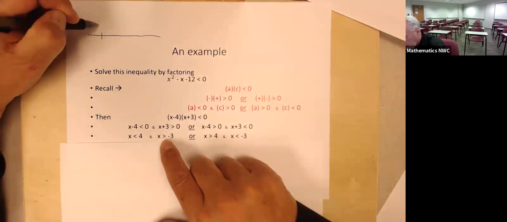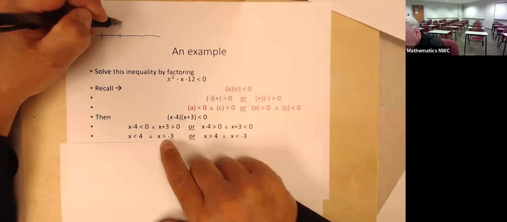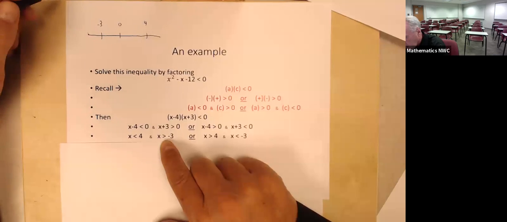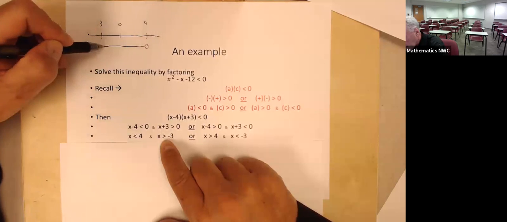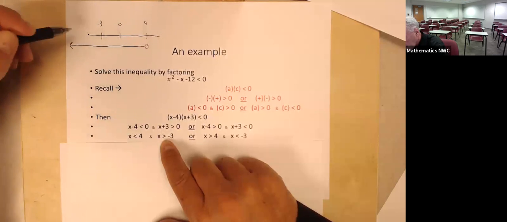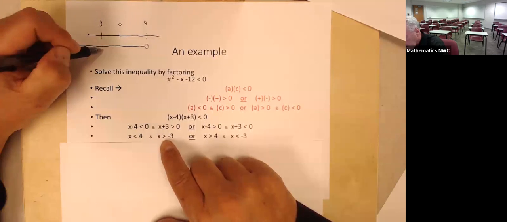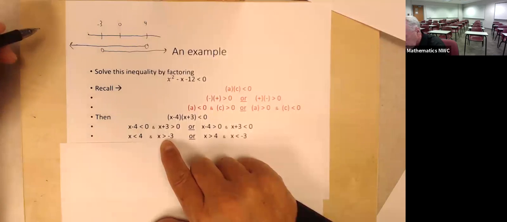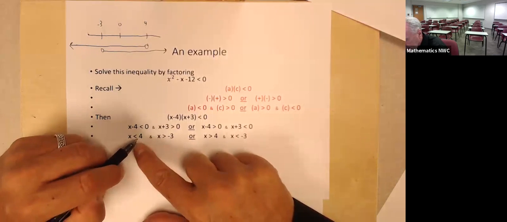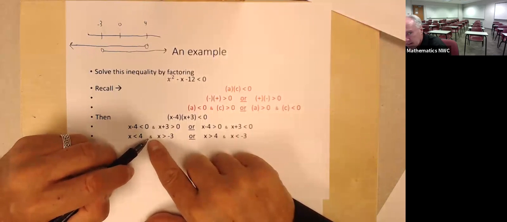I have a negative 3, positive 4. Less than 4 would be all of these numbers. Greater than negative 3 would be all of those numbers, correct? I want the ones in this one and that one. That means I want them in both.